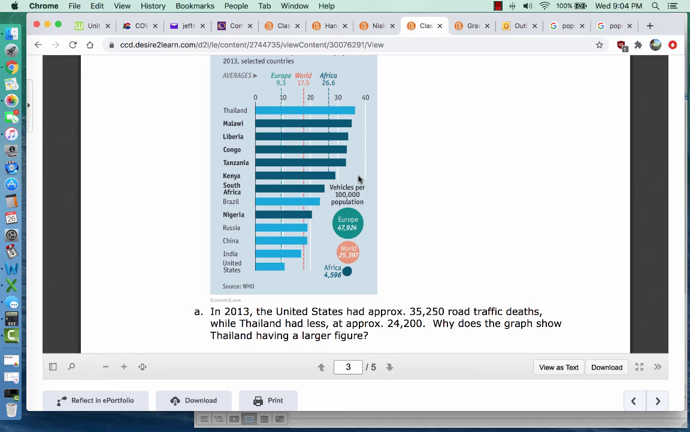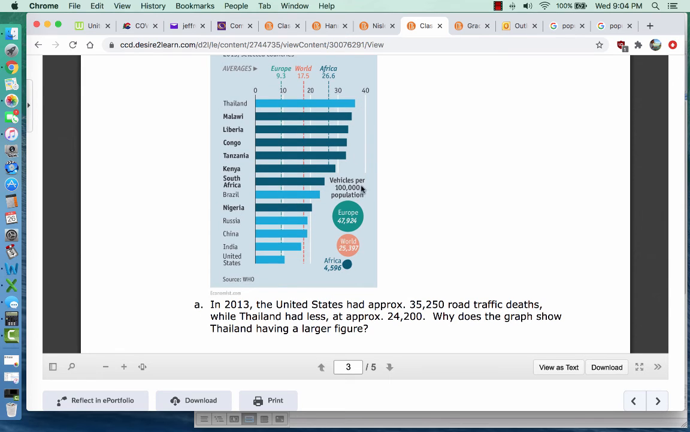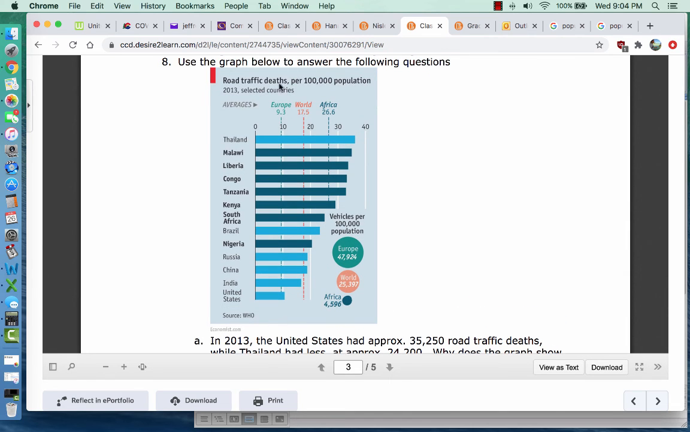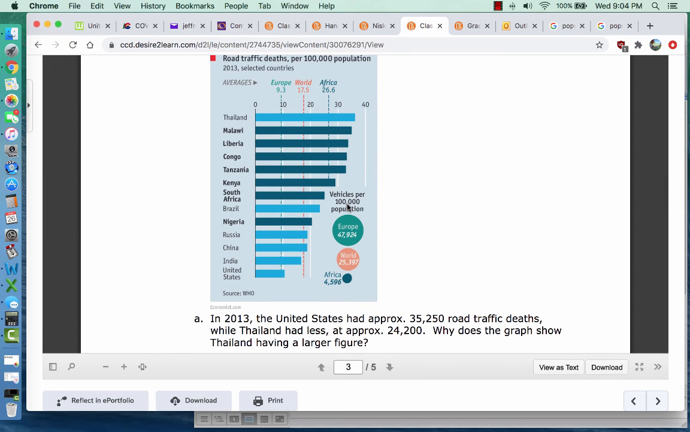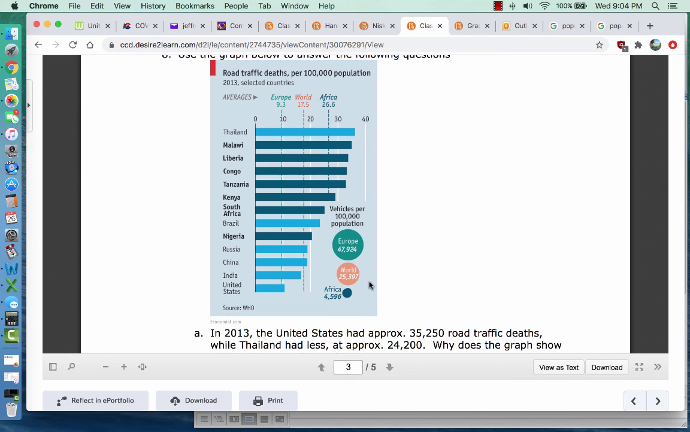Real quickly, just to show you, the other variable on this shows you that this is vehicles per 100,000 population, which is different than road traffic deaths, obviously. And really one of the main things that this graph is trying to show you is that while Europe has the most vehicles per 100,000 people, basically it's almost about half of the people have vehicles, they have the lowest traffic-related deaths compared to the other two continents in the world that they're compared to. Notice how Africa has a high number of traffic-related deaths, but they have the least amount of cars.